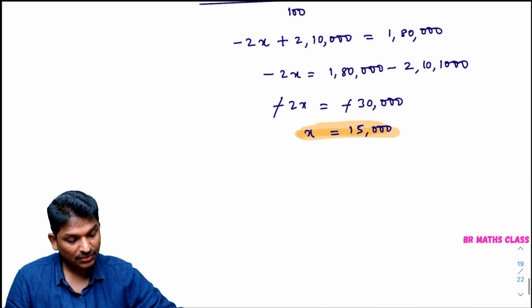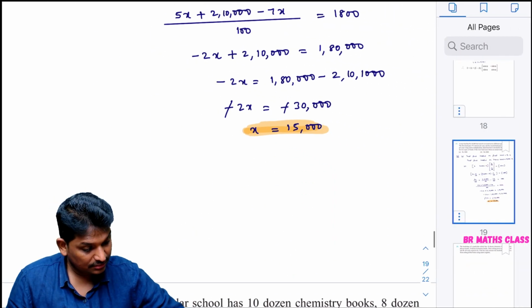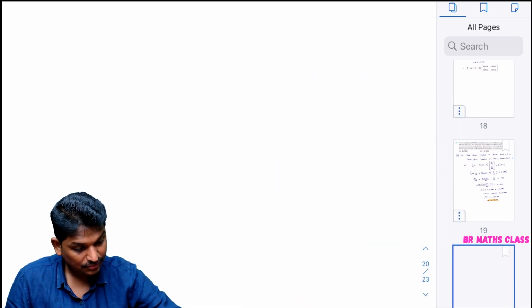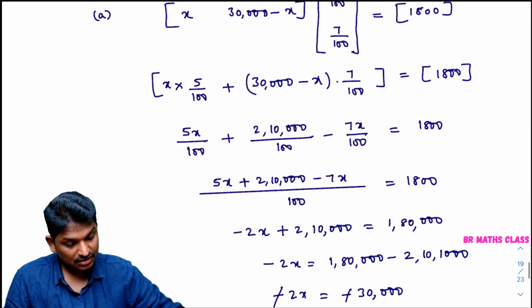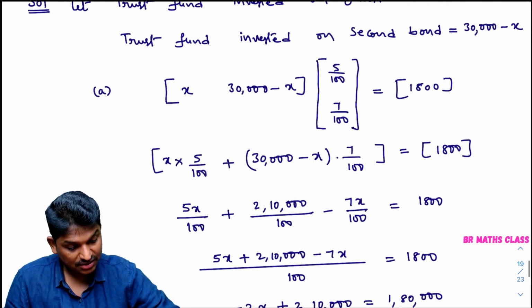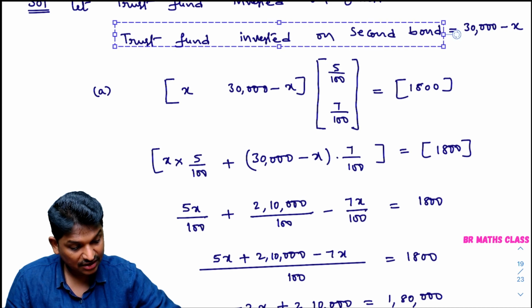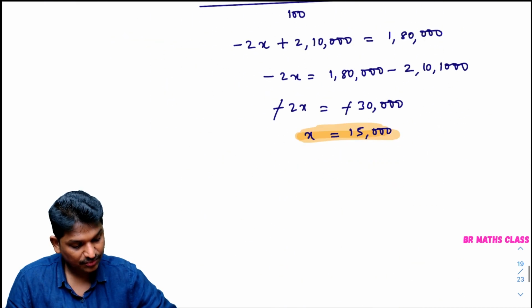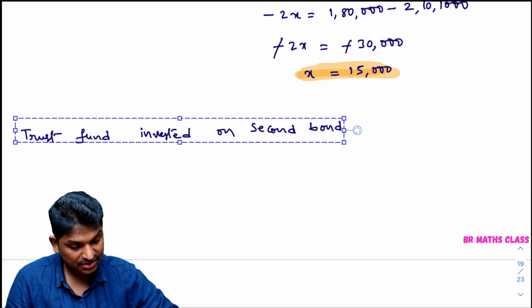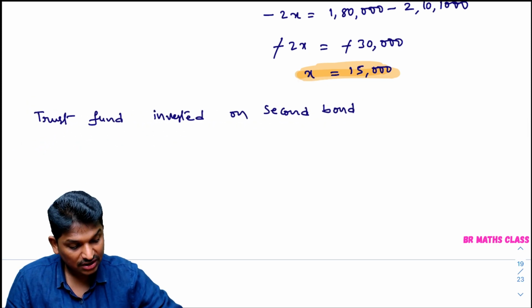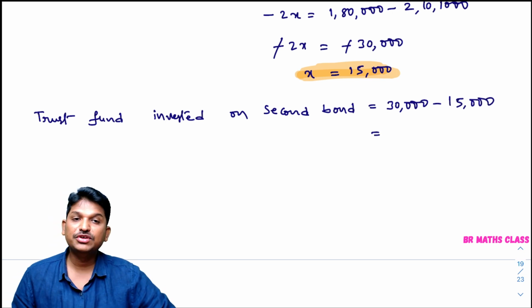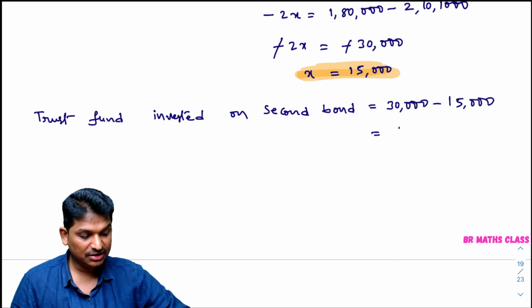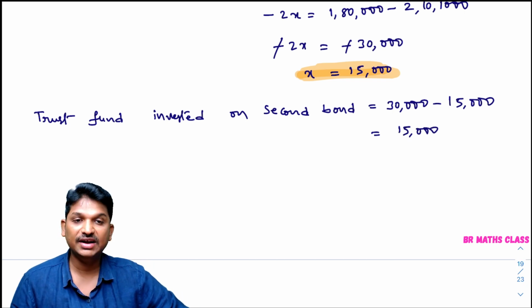I'll write that. Trust fund invested on second bond. Copy this. Okay. Trust fund invested on second bond equal to what? Equal to 30,000 minus x. X is what we got here. Here we got it as 15,000. 30,000 minus 15,000 is what? 30,000 minus 15,000 is 15,000.